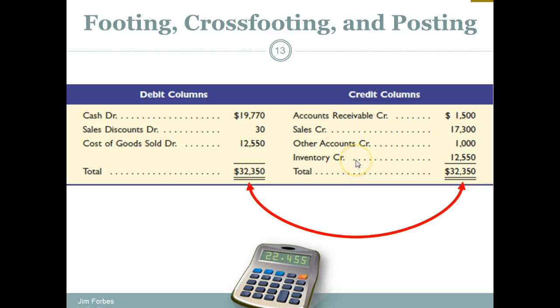We're getting into footing, cross-footing, and posting. I might have just a question or two on this, so you might want to circle this slide. And again, you notice there's a single balance and then the double balance here. This is a subtotal. This is the final total, obviously with the double underneath that.